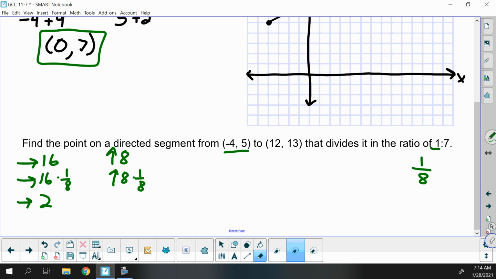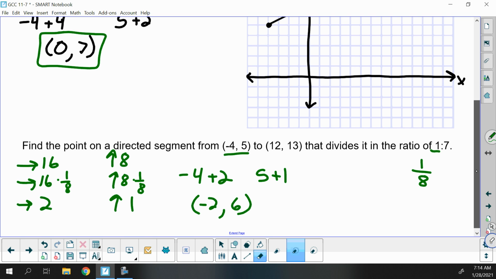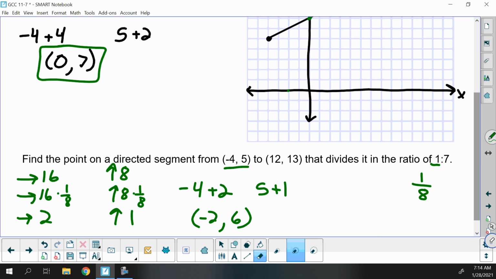16 times an eighth will give us 2 in our calculator. 8 times an eighth will give us 1. We started at -4. We went right 2. Right is the positive direction. So we'll add. So that's going to give us -2. We started with 5. We're going up. So we'll add. We're adding 1. So that gives us 6. And if we check to see if that's reasonable, here's -2, 1, 2, 3, 4, 5, and 6. That does look like it's on the segment, so it looks like we should be in good shape.